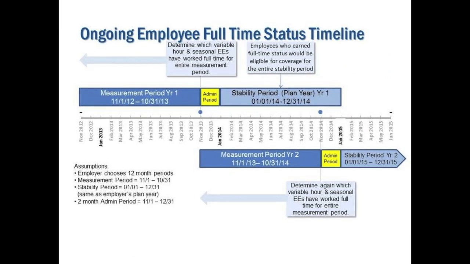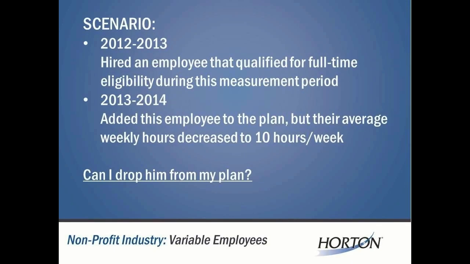Take a look at this chart. This is a question that we get quite often. I'm a nonprofit agency and I hire a van driver who achieves full-time eligible status within the 2012-2013 measurement period. So, during the stability period, I add him to my plan for the 2013 plan year. But his hours drop and he's only averaging 10 hours per week. Can I drop him from the plan and offer him COBRA?